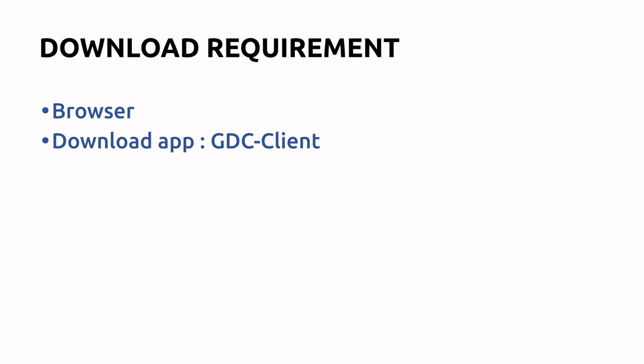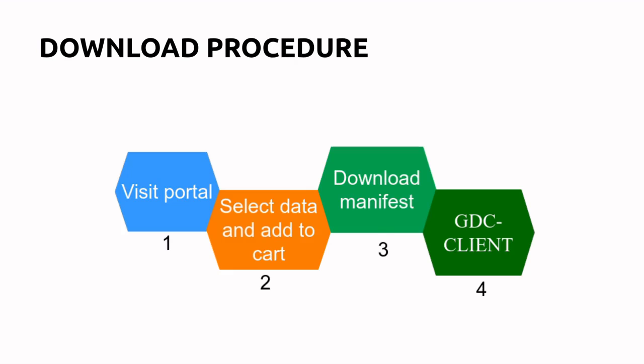Once you have your browser and app installed, you visit the portal, then you select the data you want, and then you download the manifest file, which you then feed to the GDC clients to download the files. So I'll go right to the tutorial section.